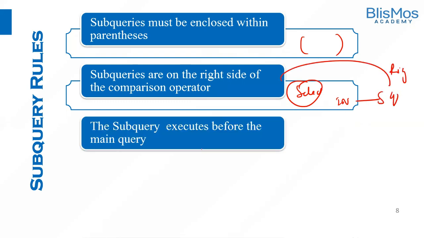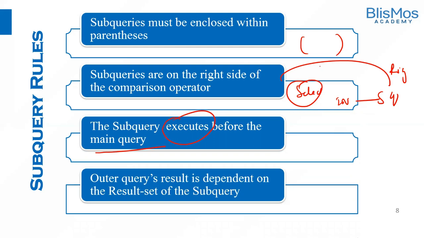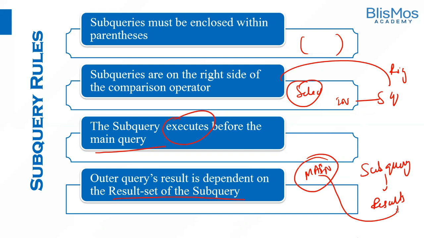Subquery executes before the main query because the results of the subquery will be funneled into the main query. So outer query's result, that is a main query's result, is dependent on the result set of the subquery. So you run a subquery, and out of the subquery there will be results. Then those results will be funneled to the main query. So obviously output of the main query depends on the results of the subquery.